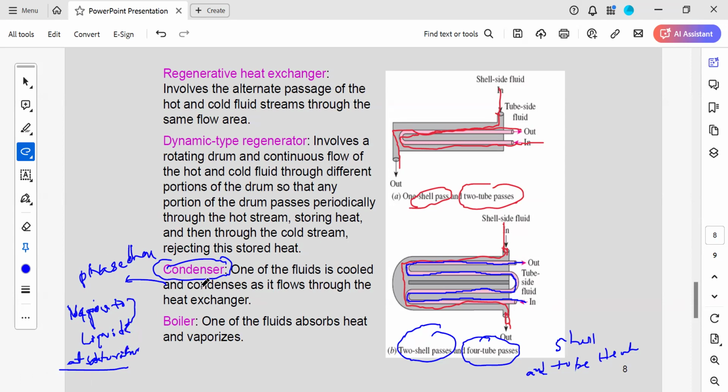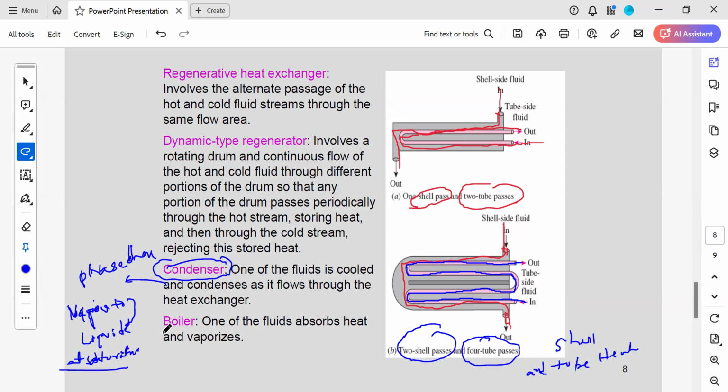So the definition of a condenser: whenever saturated vapor comes in contact with a surface maintained at low temperature, condensation will be happening. That means vapor to liquid, phase change will be happening. So it is a special type of heat exchanger.